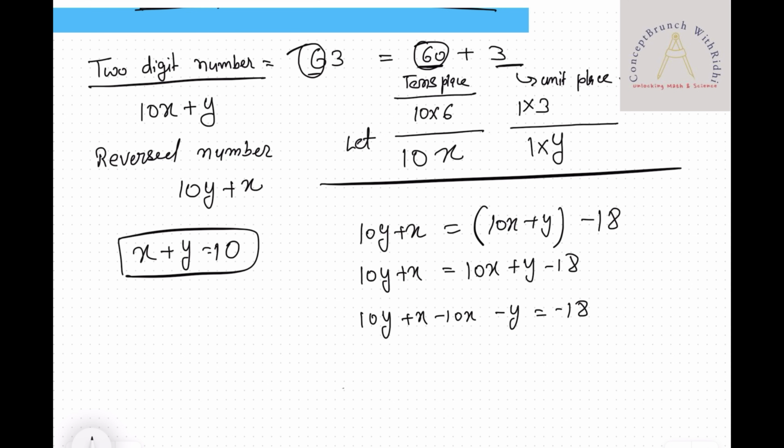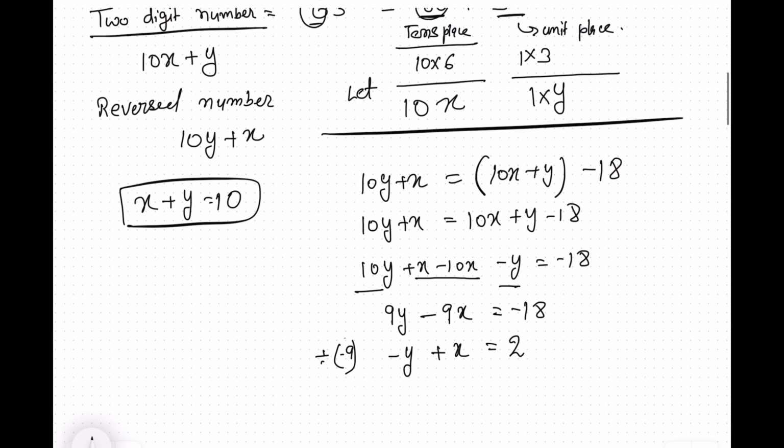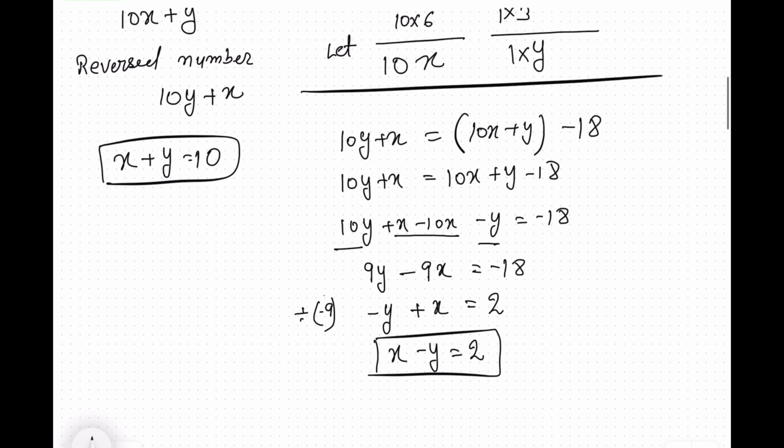Let's solve it now. So 10y minus y becomes 9y, and x minus 10x becomes minus 9x, equals minus 18. We can divide both sides by minus 9. So we get minus y plus x equals 2, right? So we can write x minus y equals 2. And this is our second equation. So the first equation is x plus y equals 10, and this is x minus y equals 2.